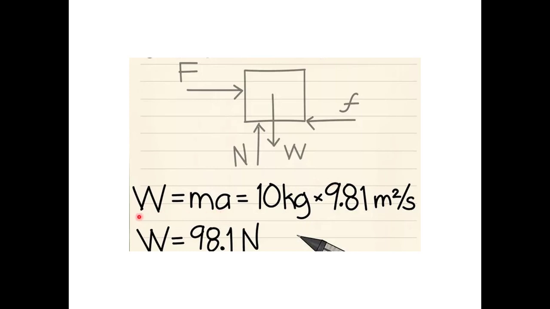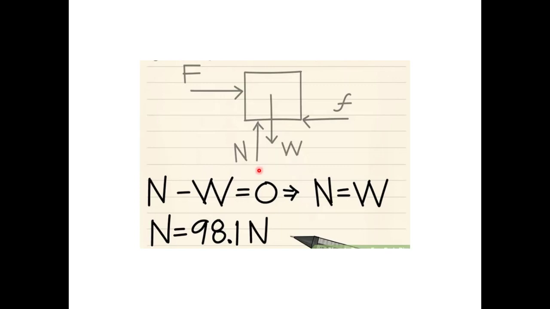First, let's start to find out the weight of the box. As you know, mass was 10 kilograms and this is 9.81 gravitational acceleration. So we can say the weight is 98.1 Newton. And remember the equilibrium. According to equilibrium, these forces, W and N, have the same value, which means N normal force minus W weight is 0. So N and W have the same value, which is 98.1 Newton.